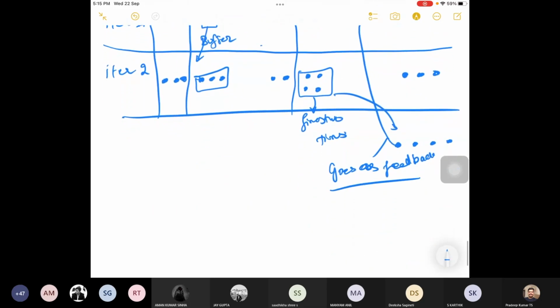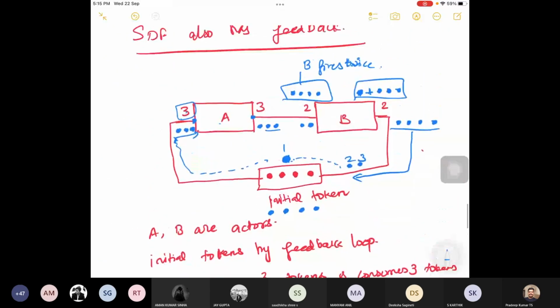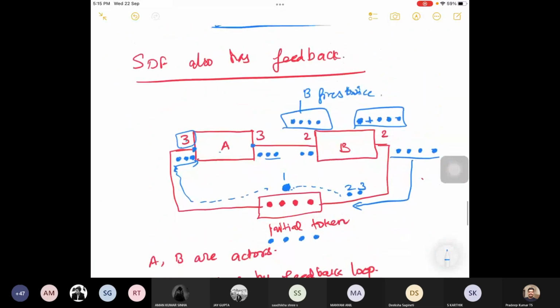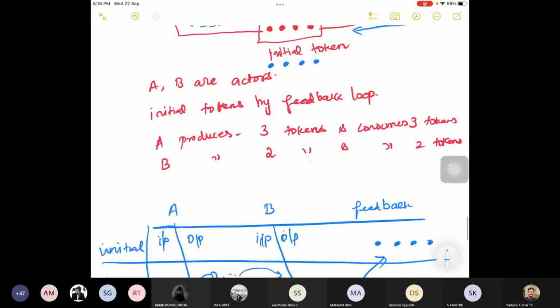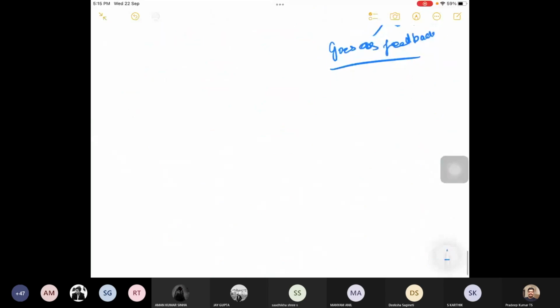Then again the iteration rotates. This is how SDF also has a feedback. SDF is synchronous data flow, and it is mainly suitable for some applications.